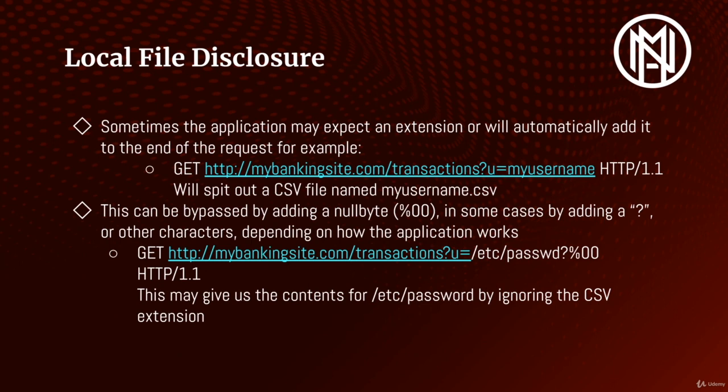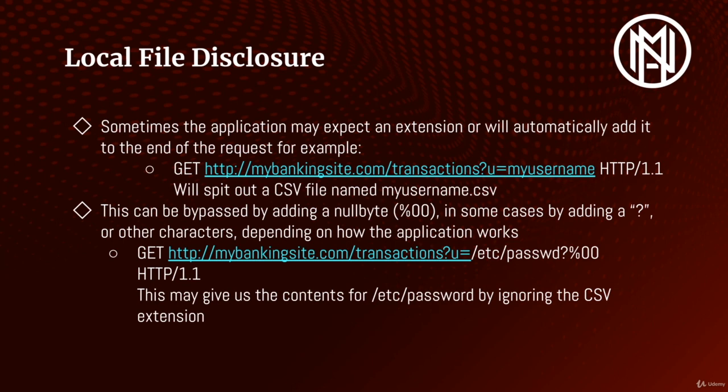So for example, if we download our transactions from this bank site, it's going to spit out a username.csv file, but as you can see in the request, we don't see the extension of the file that we're downloading. This could be because the application has it hard-coded, so we may have to find a way around it. For this example, we can either use a null byte.